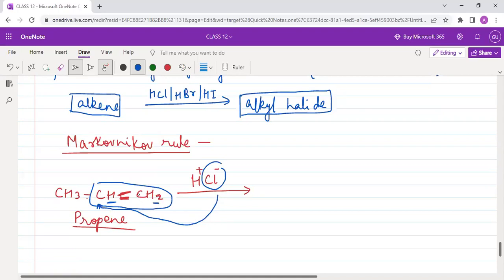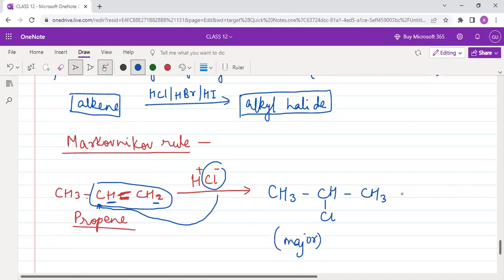So the negative part will go to the carbon which has fewer hydrogens. So it will be CH3, CH, CH, Cl, and this H plus will go to the carbon atom having more hydrogens. So it will become CH3, CH. So this is your major product.